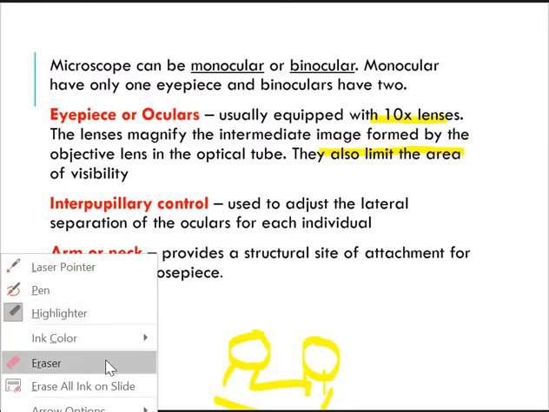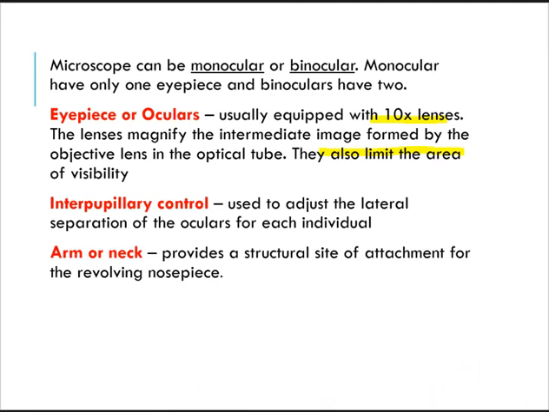Anyway, next, we have your arm or neck. It provides a structural site of attachment for your revolving nose piece. And then, guys, I want you to take note that your interpupillary control should be properly adjusted.